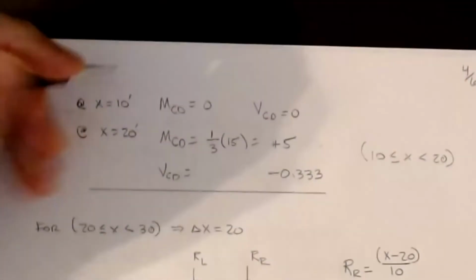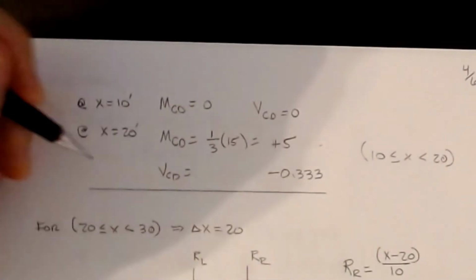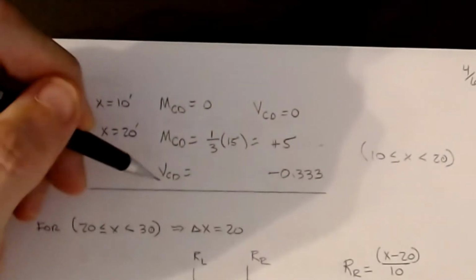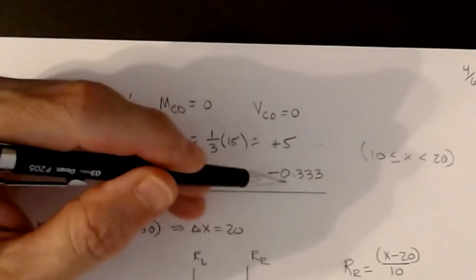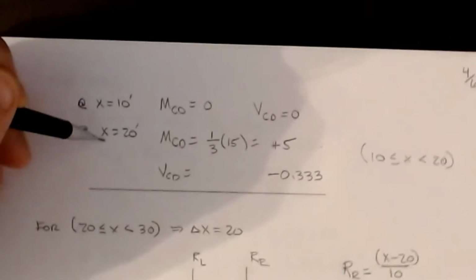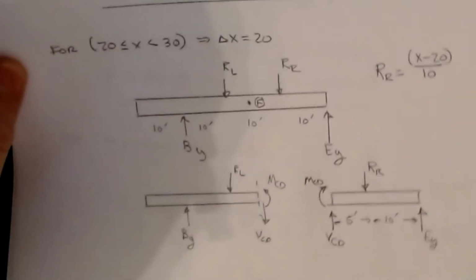Okay, so at x equals 10 feet, moment is 0, shear is 0, that's what we expected. At x equals 20, the moment is now +5, and VCD is now -0.33. All I'm doing is plugging in x into those equations that we had from before. Okay, all right, so let's go through to the next one. The next one, things get a little different.